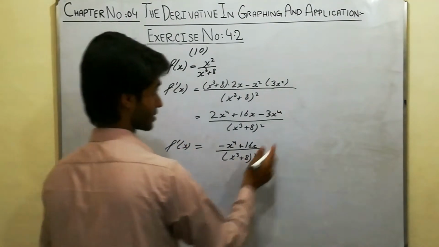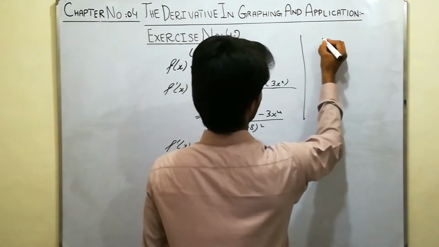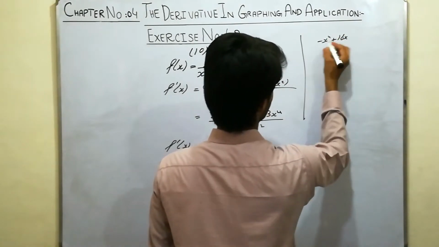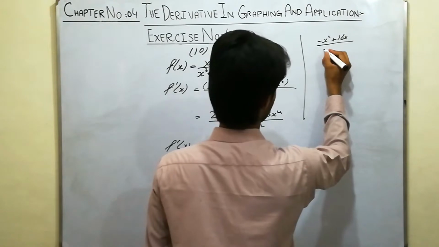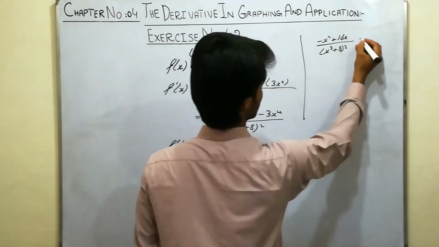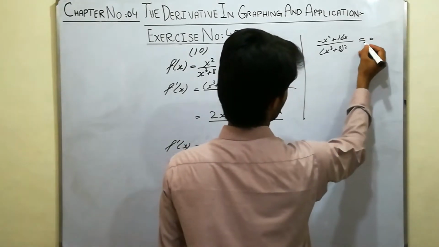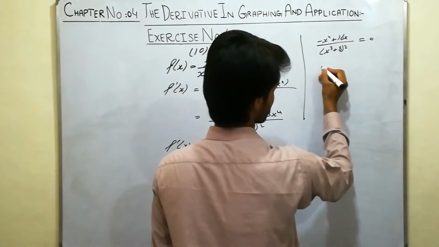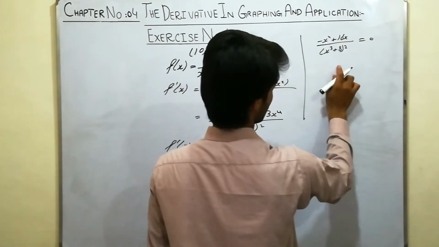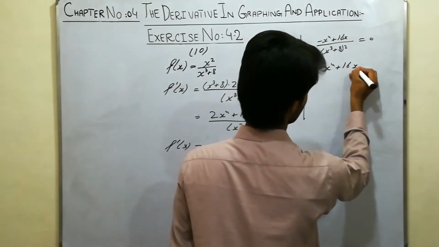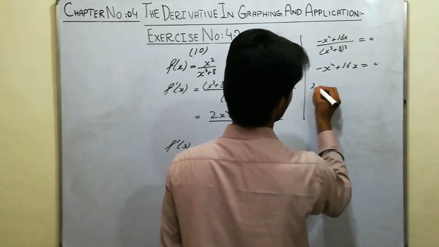Put f derivative x is equal to 0. So we have minus x^4 plus 16x divided by (x cube plus 8) square is equal to 0. Multiply both sides by (x cube plus 8) square. So we have minus x^4 plus 16x is equal to 0. Take x common.